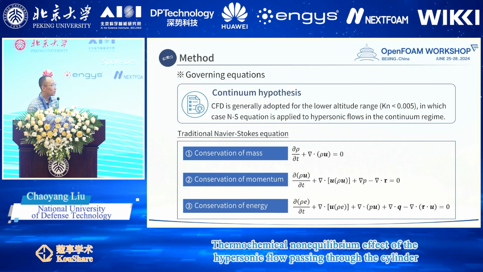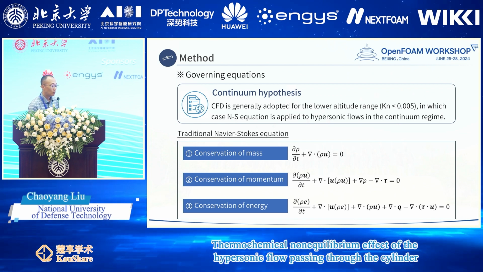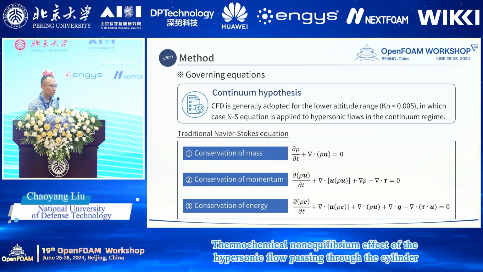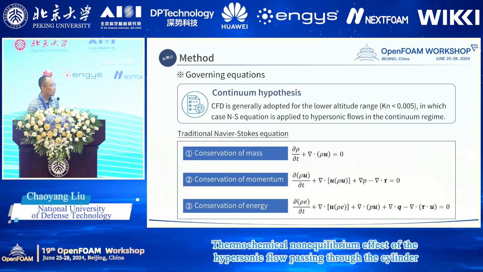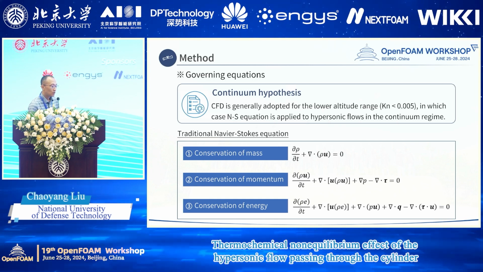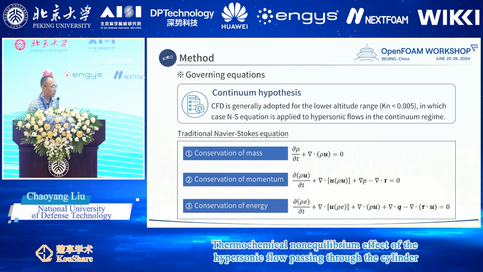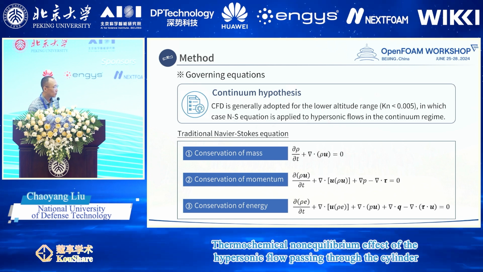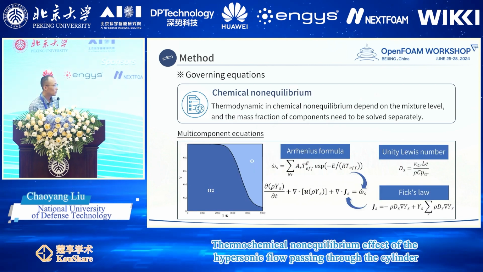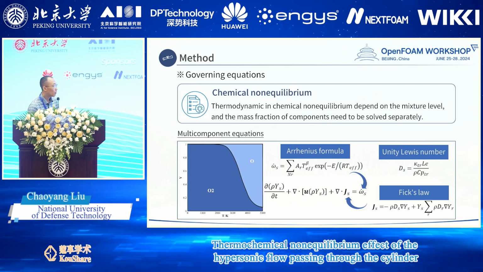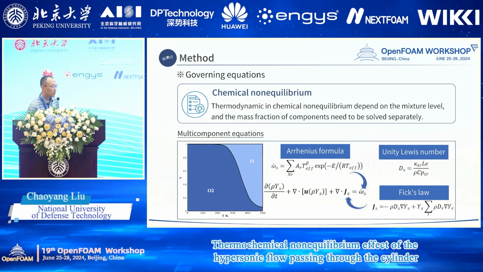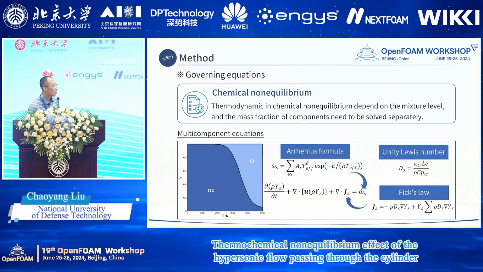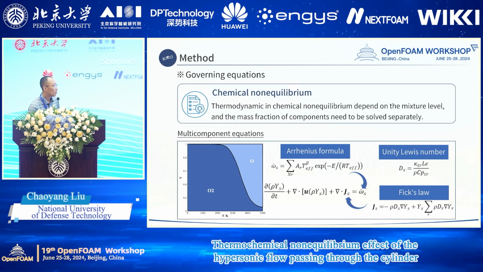We know that CFD is generally adopted for the lower altitude range, where the Knudsen number is lower than 0.05, in which case the NS equations are applied to hypersonic flows in the continuum region. The governing equations can be written in the following form, including the mass fraction, momentum equation, and the energy equation. The first notable feature of hypersonic flows is the presence of chemical non-equilibrium.